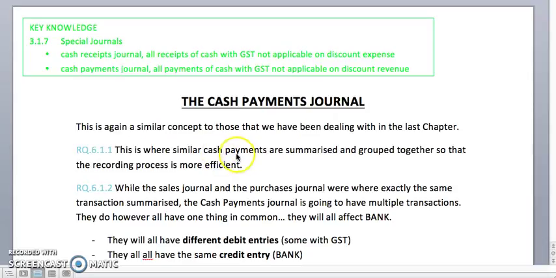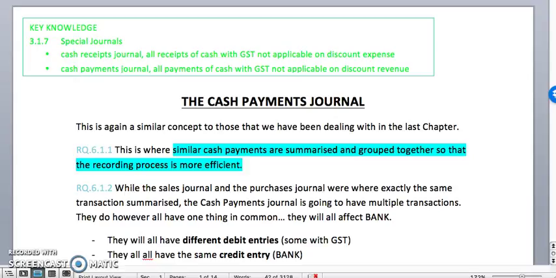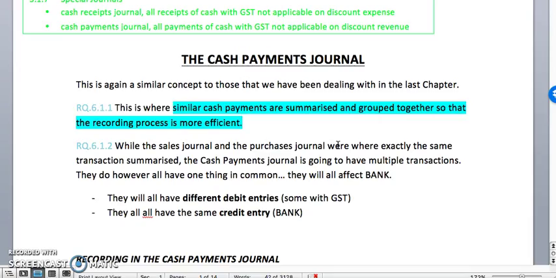Okay, so we've got our cash payments journal to start off with. This is where similar cash payments are summarized and grouped together so that the recording process is more efficient. So this idea of efficiency is still rolling through these journals. We're trying to make it more efficient for reporting at the end of the month and more efficient for people in the business to get this stuff done.